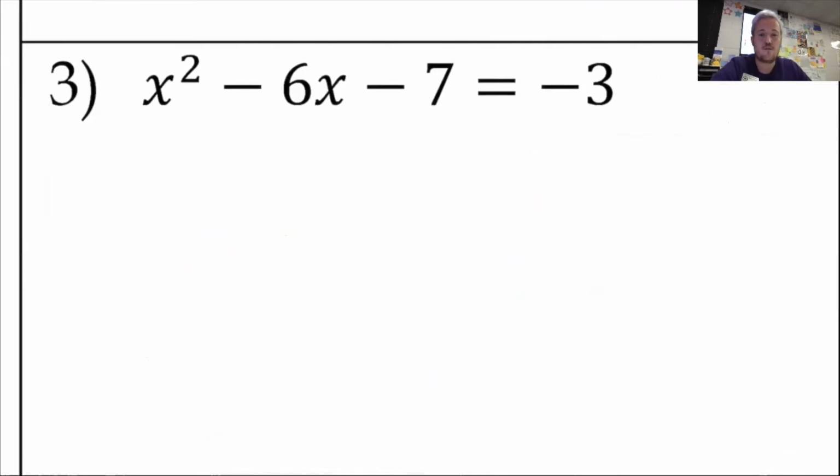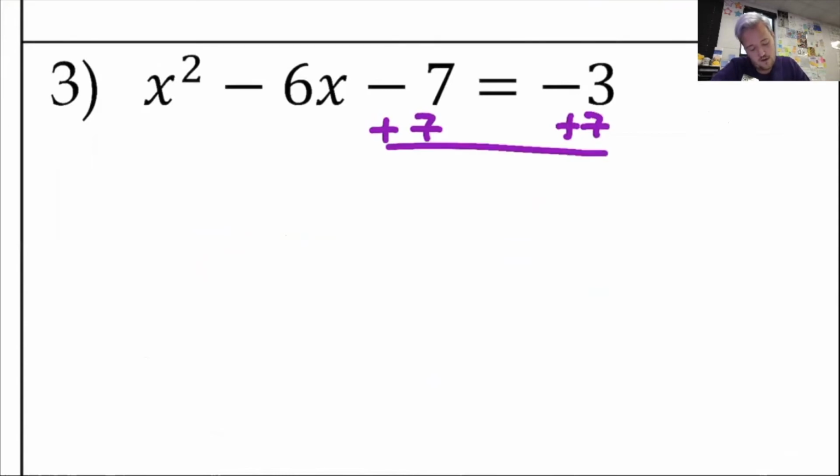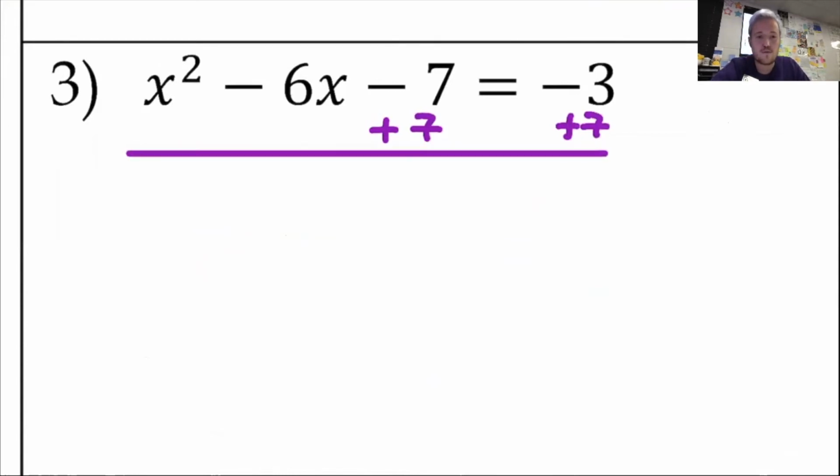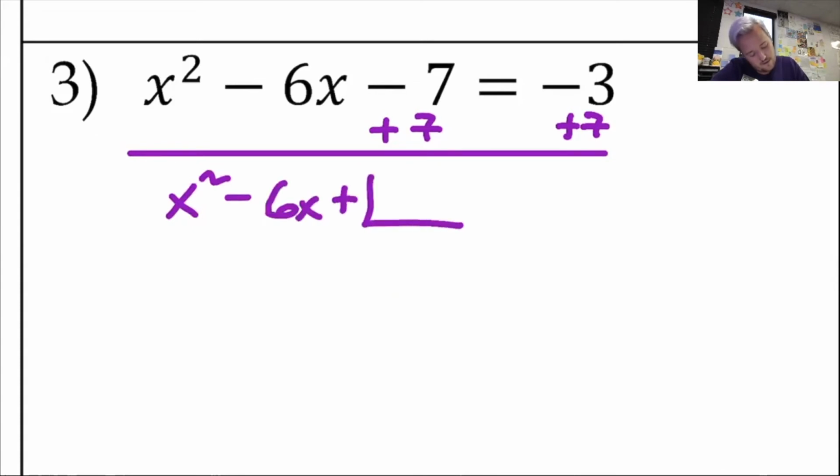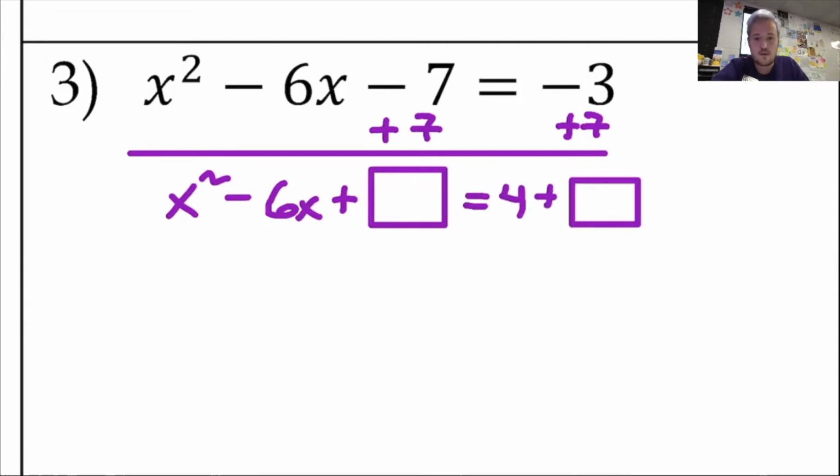All right, so looking at number 3 here. Our a value is 1, we're good. So move on to step 2, which is move over the c value. Got to make room for the box. So I'm going to have x squared minus 6x and add the box, equals -3 plus 7, which gives you +4, plus the box.